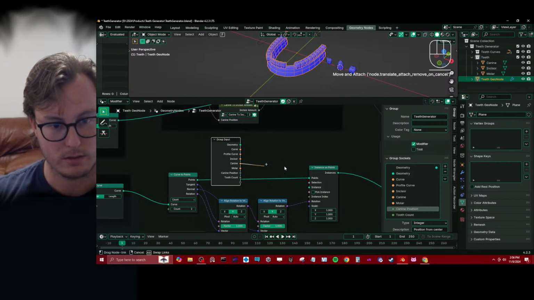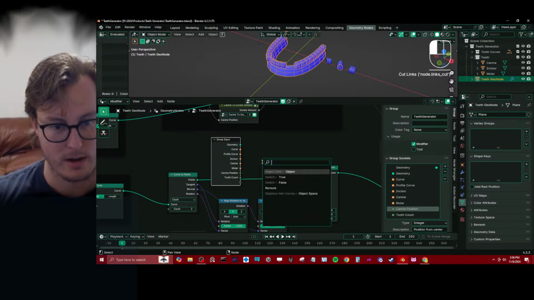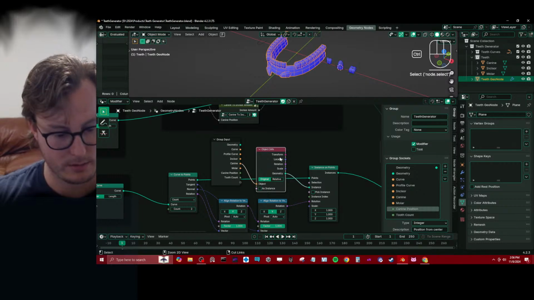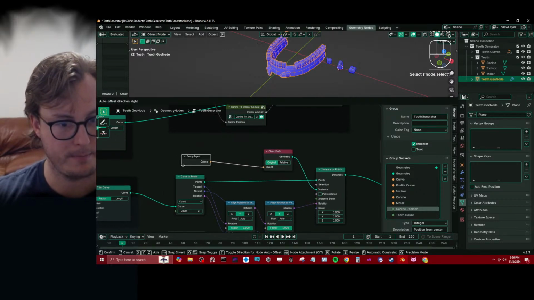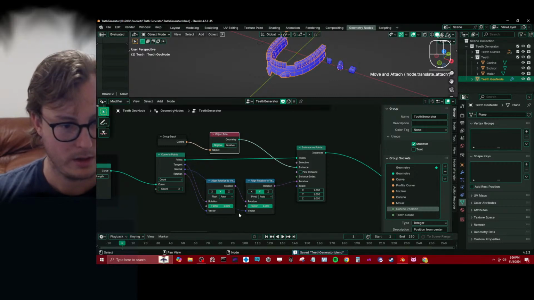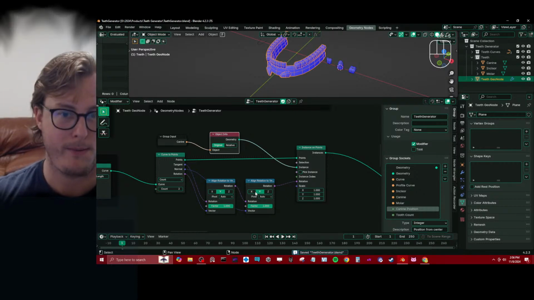We will be taking the canine and instancing it. All right. Object info. Then instance it. Always gets me. That rotation doesn't look right. Huh.